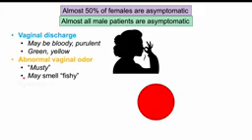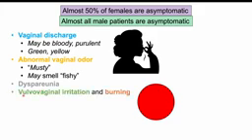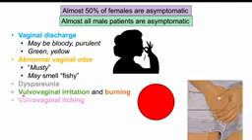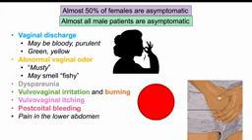We can also see issues with dyspareunia. Dyspareunia is going to be pain during intercourse. We can also see issues with vulvovaginal irritation and burning, vulvovaginal itching, post-coital bleeding, so bleeding after intercourse. And then in some cases, we may see pain in the lower abdomen, dysuria or cloudy urine. So dysuria is a burning sensation when urinating.